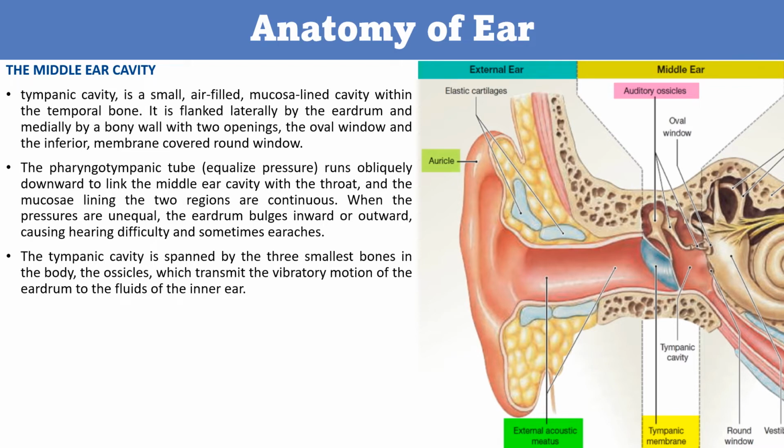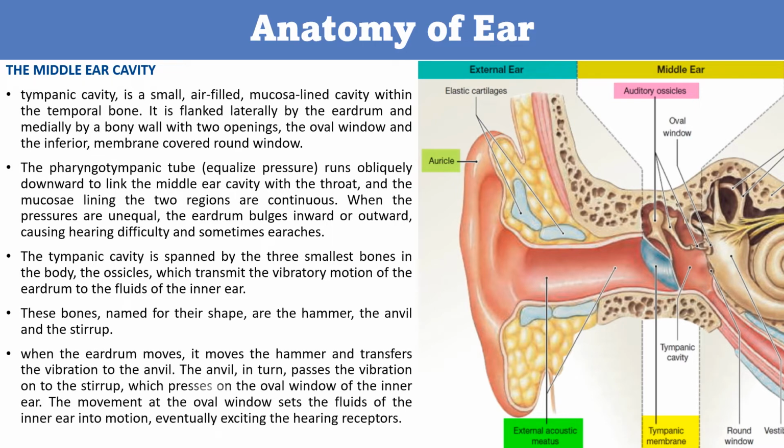The tympanic cavity is spanned by the three smallest bones in the body, the ossicles, which transmit the vibratory motion of the eardrum to the fluids of the inner ear. These bones, named for their shape, are the hammer, anvil, and the stirrup.